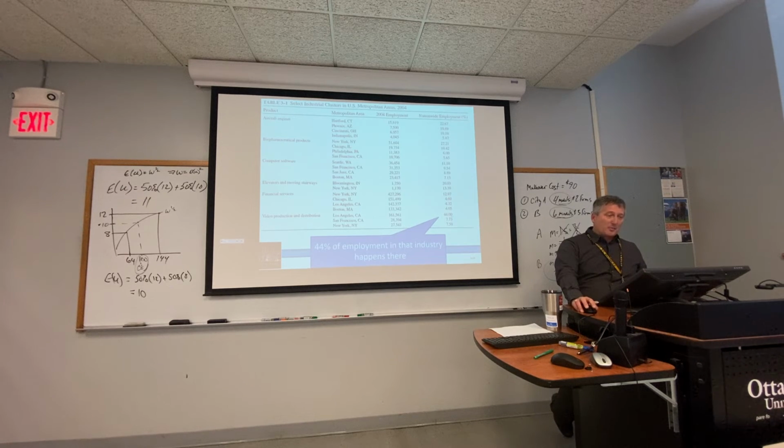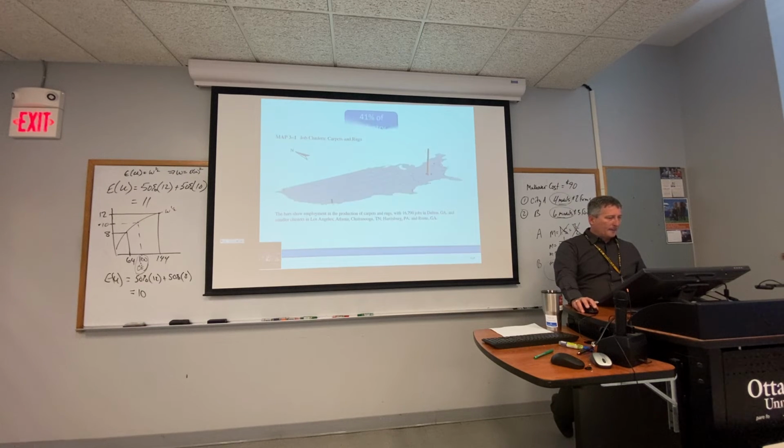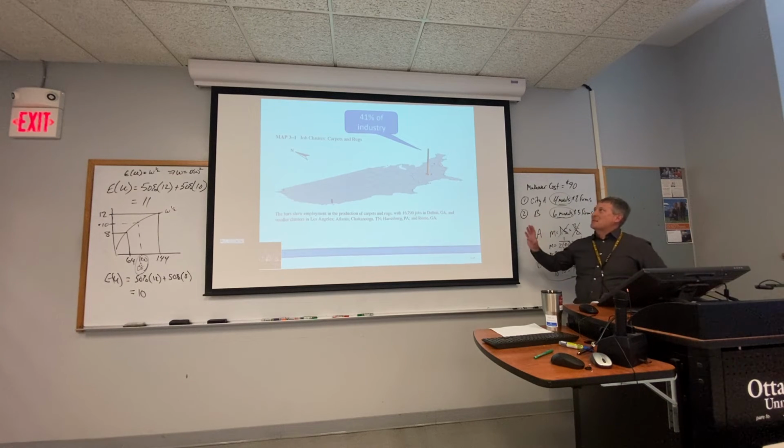So 44% of the employment. Now this was back in 2004, but I suspect it's not much different now, but I think there'll be an update in the other one. So there's the employment and then the metropolitan area. So that's pretty big. This is a cool graph that they got rid of in the new edition, so I like to keep it because it's pretty cool.